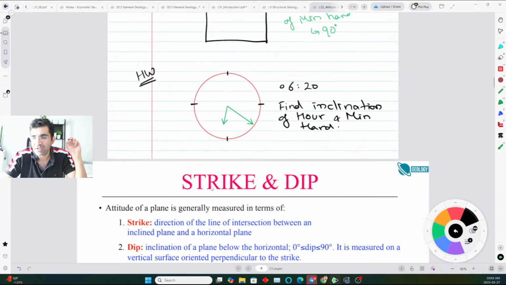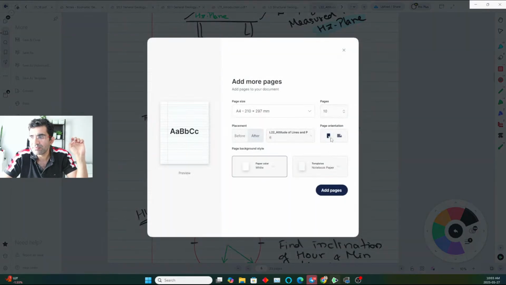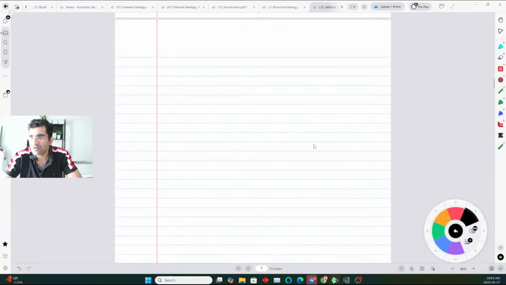Now this is important, what we're covering now. One thing you will notice is that when you talk about hour and minute hands, in a house, you can actually have multiple walls.